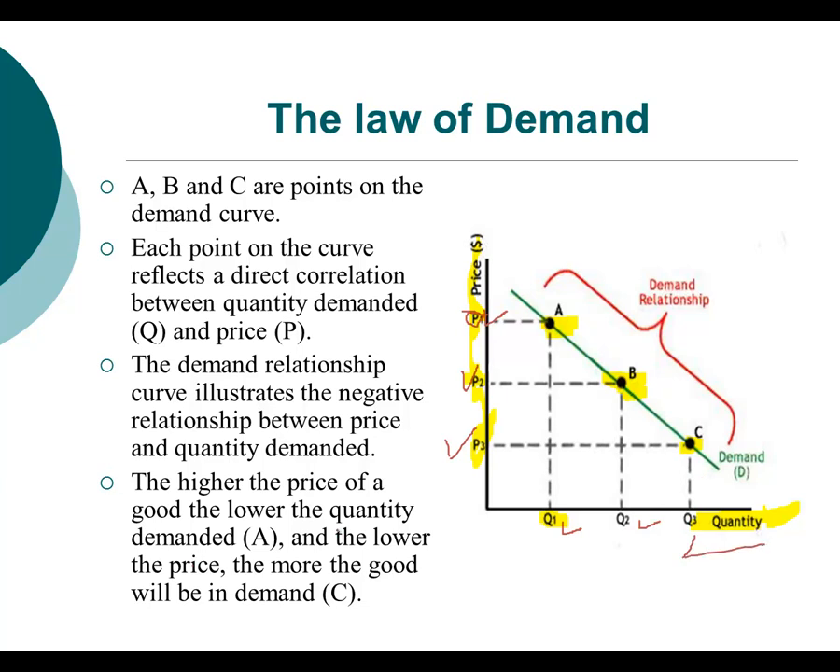This is just a sketch. This is not a real graph. The real graph is not that linear, it is some decaying exponential type of curve. The higher the price of a good, the lower the quantity demanded. And the lower the price, the more the good will be demanded.